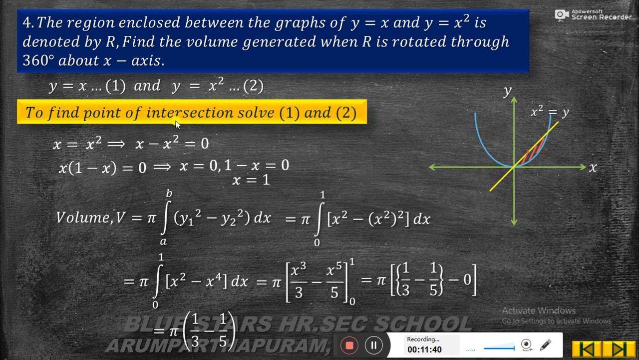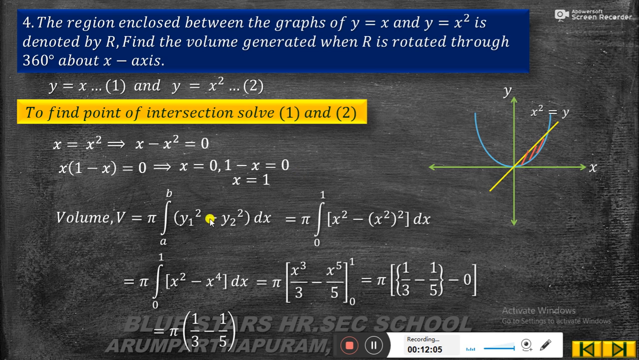Therefore, to find the point of intersection, solve 1 and 2. You see the left hand sides of equations 1 and 2 are equal, so we can equate the right hand sides: x equal to x square. So x minus x square equal to 0, take x common: x into (1 minus x) equal to 0, which means x equal to 0 or 1 minus x equal to 0, so x equal to 1. So x equal to 0, x equal to 1.